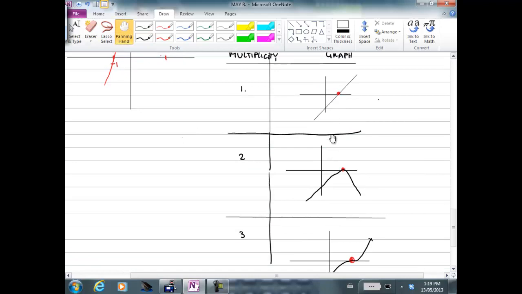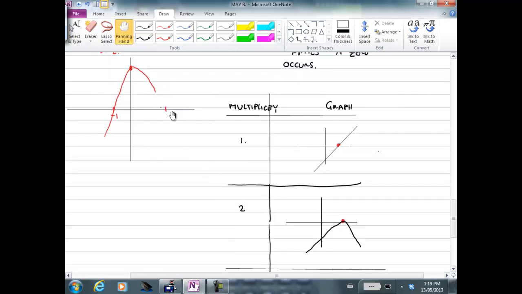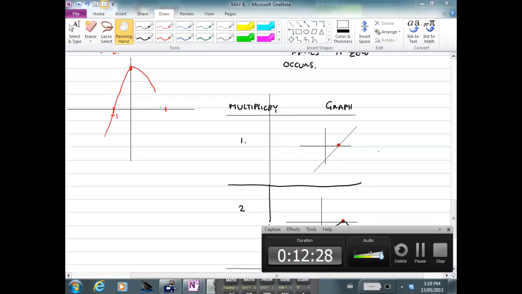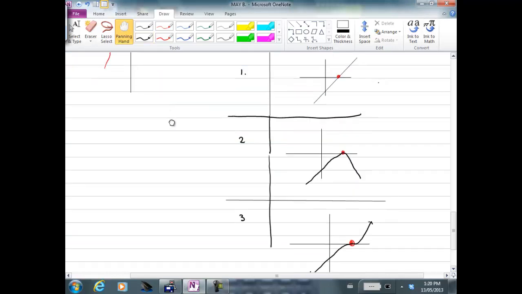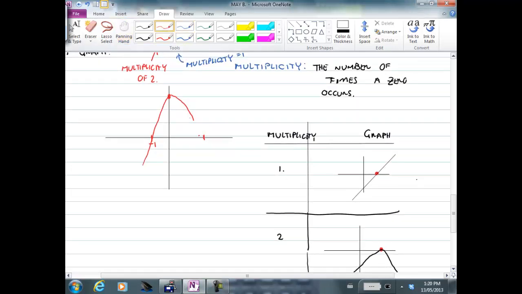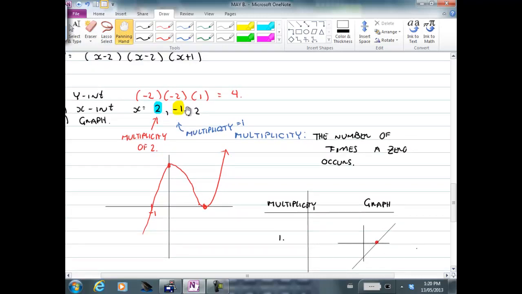Using that information, I want you to figure out what happens here. I'm going to pause. So I have a multiplicity of 2, which means it has to drag right here and goes back up. It doesn't go through. It drags along and goes back up. That's the only way you can have an n. And that's why we have multiplicity of 2. So this is why I asked you to write out twice.